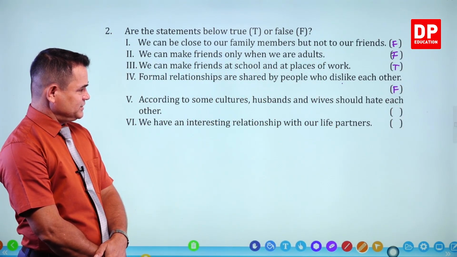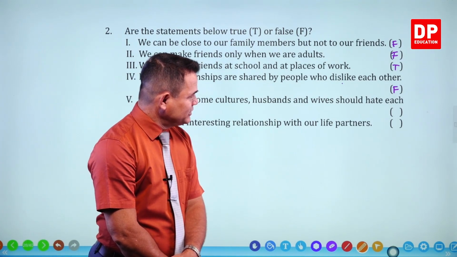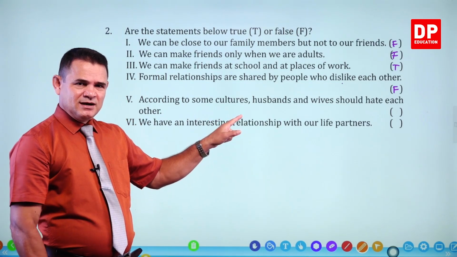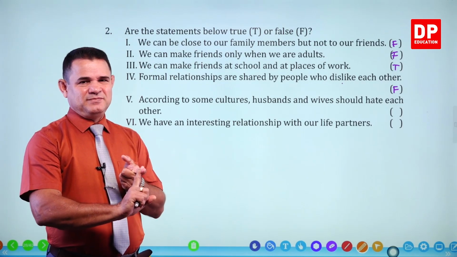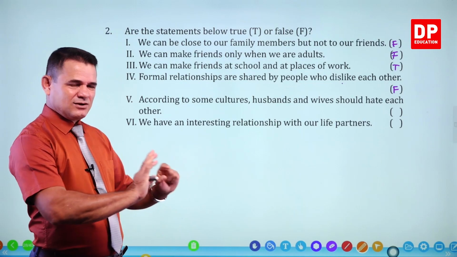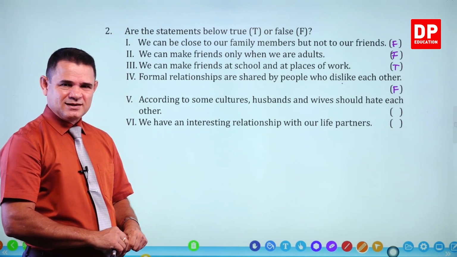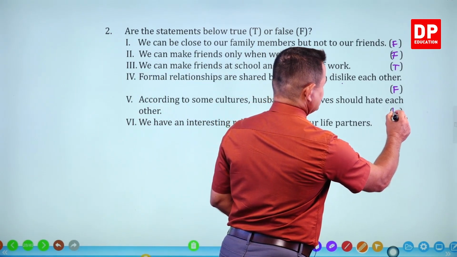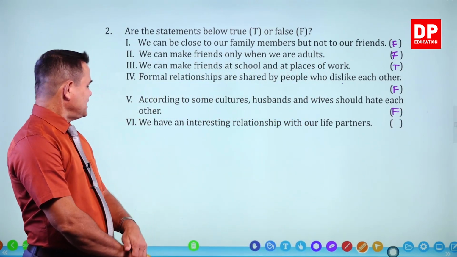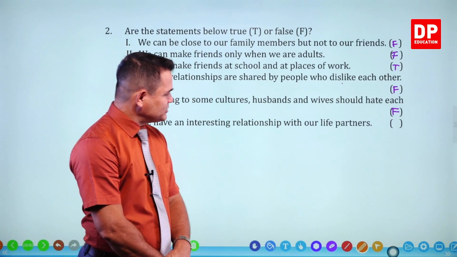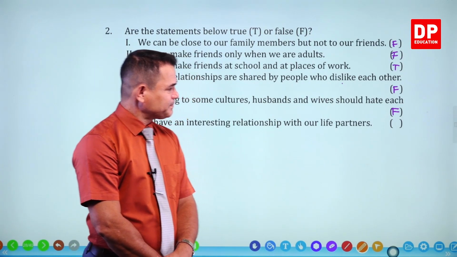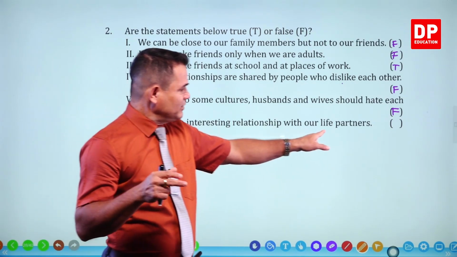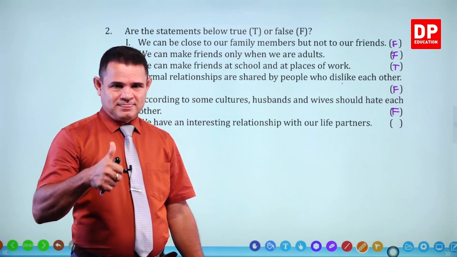According to some cultures, husbands and wives should hate each other. සමහර cultures වලට අනුව husband and wife එකිනෙකා hate කරගන්නවා, එකිනෙකාට වෛර කරනවා. Is it true? No culture tells like that. It is also false. And next, we have an interesting relationship with our life partners. වැදගත් සම්බන්ධතාවයක් තියෙනවා with our life partners. That's true.